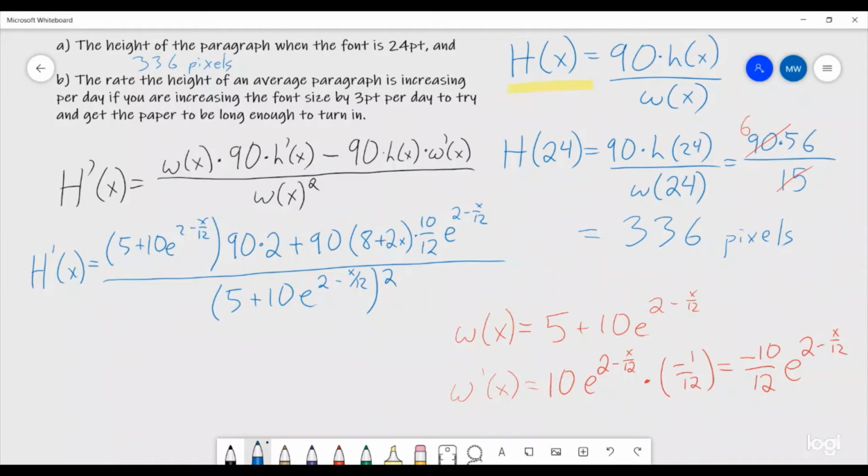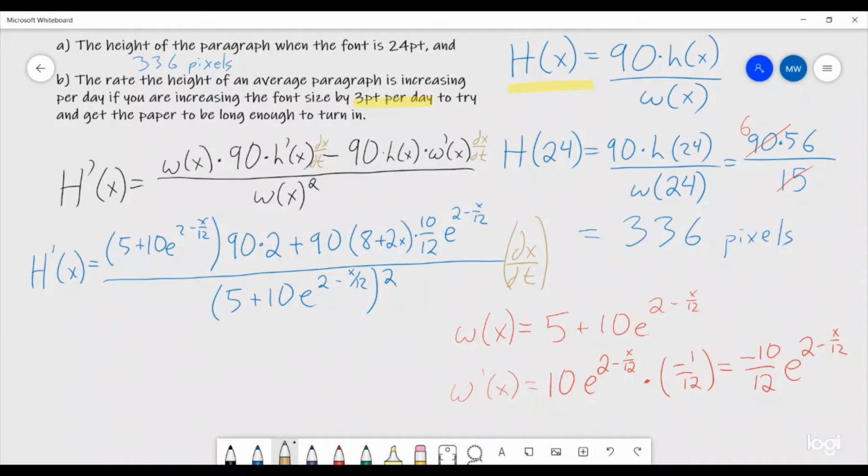Now, we don't need to simplify this, we just need to know what this is when x is 24. Because that is what we are increasing at a specific time. We are increasing the font size 3 points per day. Now, each of these has a dx dt in it, because this 3 points per day tells us how fast x is increasing. So we'd have dx dt right there, and a dx dt right here. So the entire thing has a dx dt at the end, so let's just stick that right here.